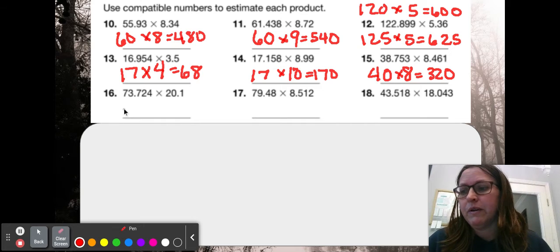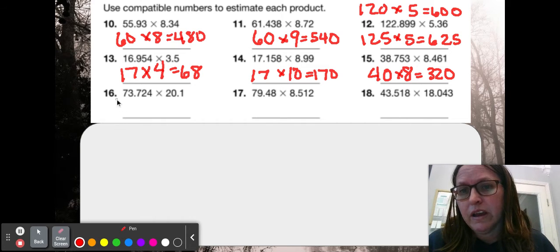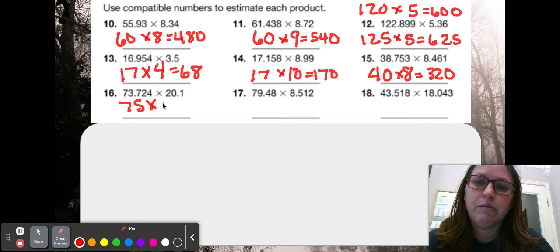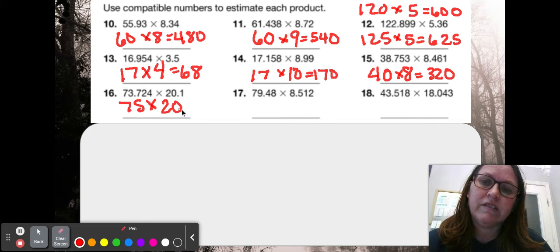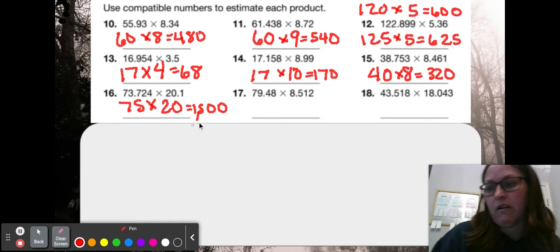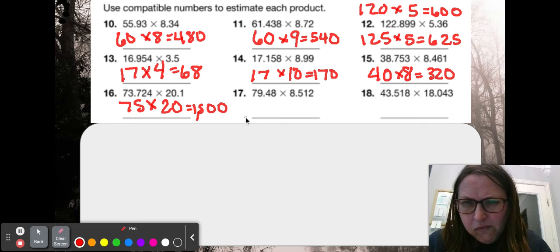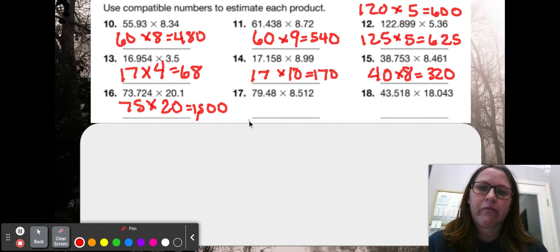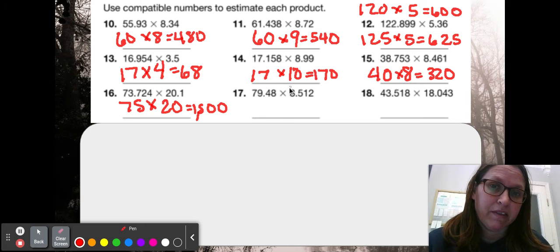So 73.724 is close to 75, and 20.1 is close to 20. 75 times 2 is 150, and then I'm going to add my extra 0 and put my comma in here. Yeah, double checking my math.